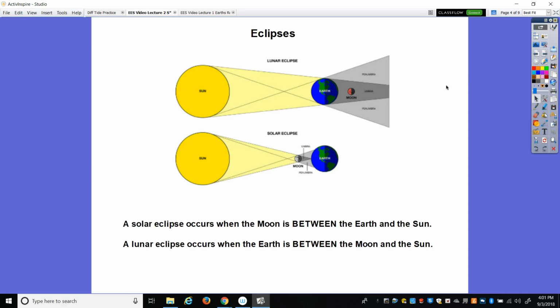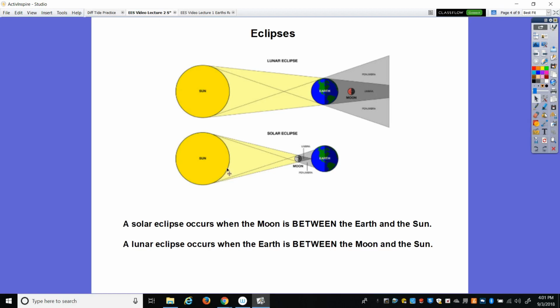All right, just a short note about eclipses. When the Earth comes between the sun and the moon, the Earth blocks the sun's rays. So we get a new moon, or we get a moon that we cannot see. It's completely eclipsed. And that's more common than the other type.